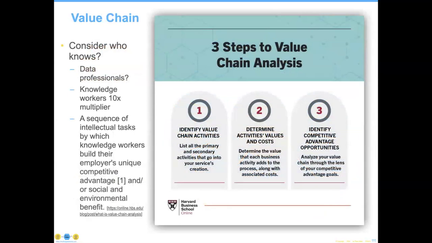One of the most tangible is to figure out what are your various data value chains around the organization. Now, the people that know this might be your data professionals, but in addition to that, you have a bunch of knowledge workers in your organization who have a 10x multiplier on them. They know so much about what's going on there. They know the sequence of tasks by which they build competitive advantages and try to also get social and economic benefit on this. And it's a very good way of doing the analysis. The Harvard link is right there in the chain in order to take a look at this.